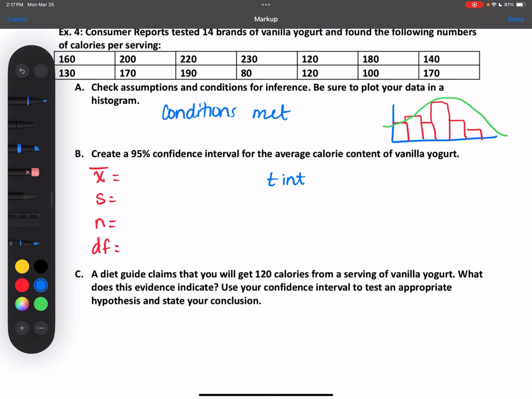Nope, I lied. That's not where it is. Stat test. T interval.